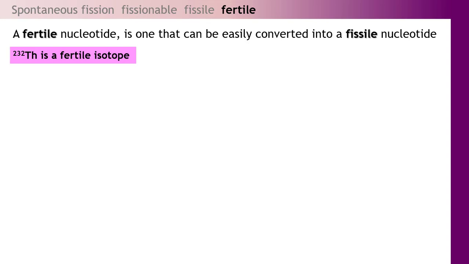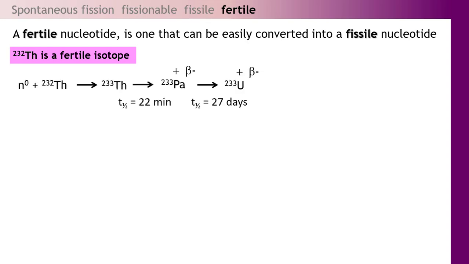In this case, thorium-232 readily absorbs a neutron to become thorium-233. Thorium-233 is quite unstable and decays in a matter of minutes into protactinium-233 via beta decay.